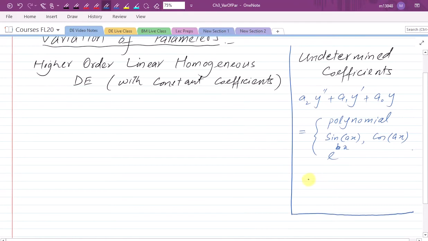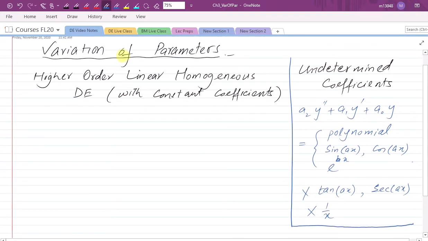Undetermined coefficients cannot solve tan ax, or secant ax, or any other, even for that matter 1 over x. Undetermined coefficients cannot solve these functions. So, variation of parameters can solve a bigger set of functions.